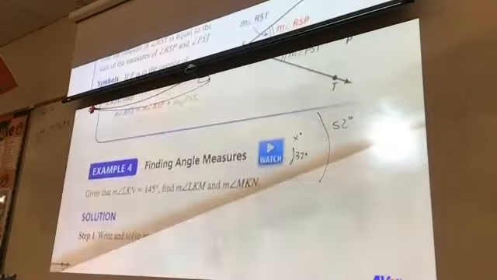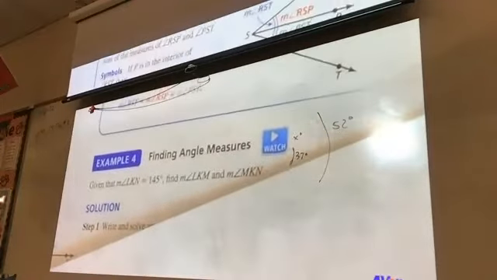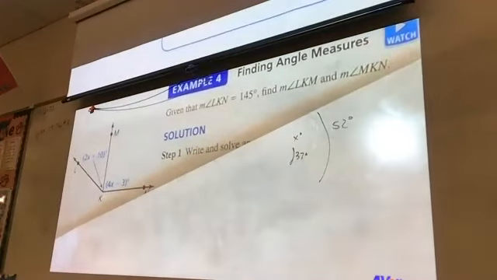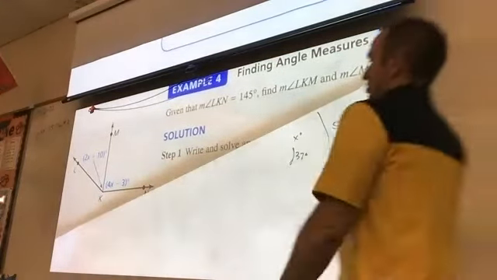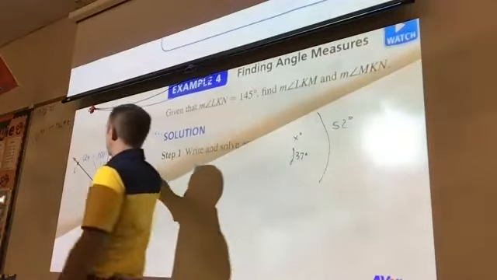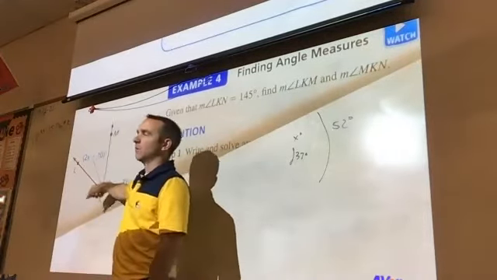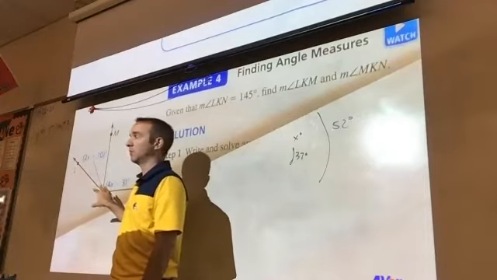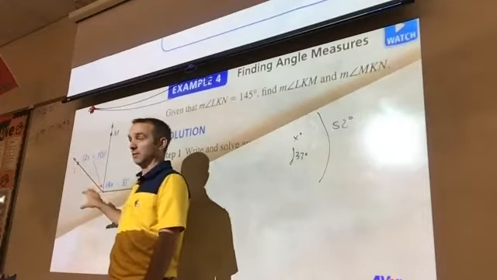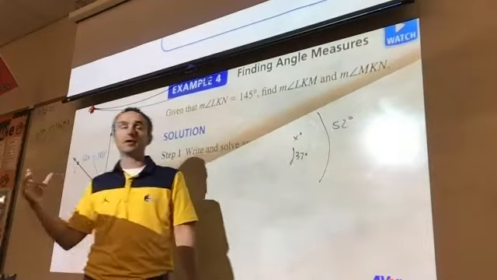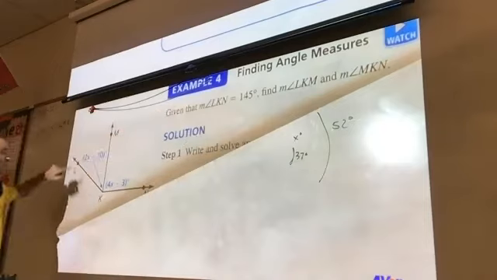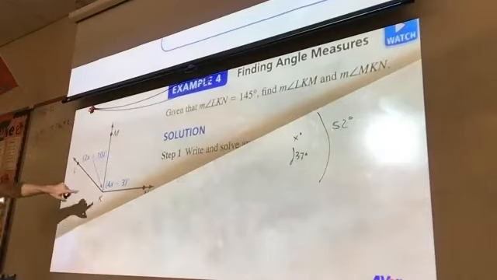All right, so this one gets a little bit more difficult just because there's more variables, more algebra. So they give us the picture. If we just saw this picture, would we be able to solve it? No. Just the picture, no. What else do we need? Measure. We need the measure of the whole thing. So that's where the problem comes in, because given that LKN is 145, that's the whole thing.